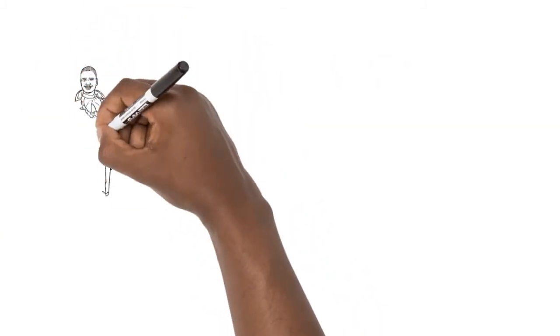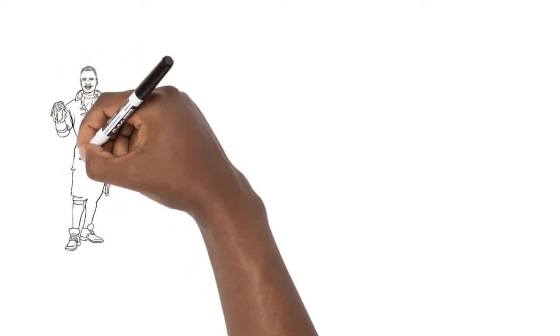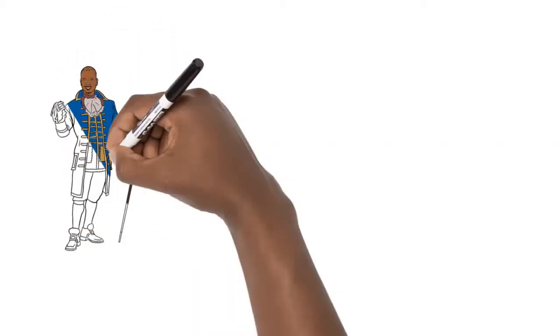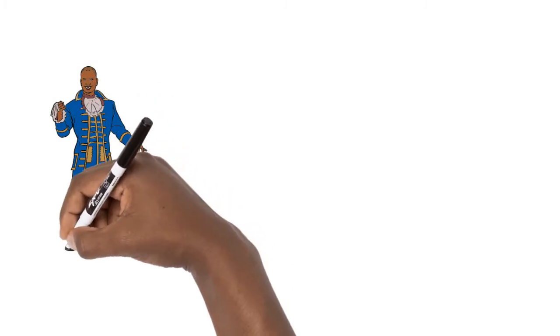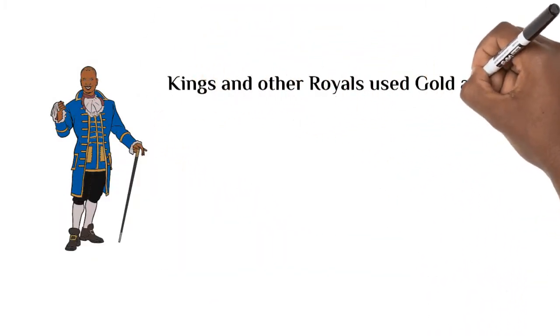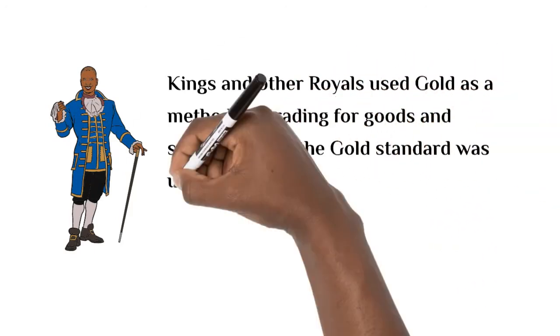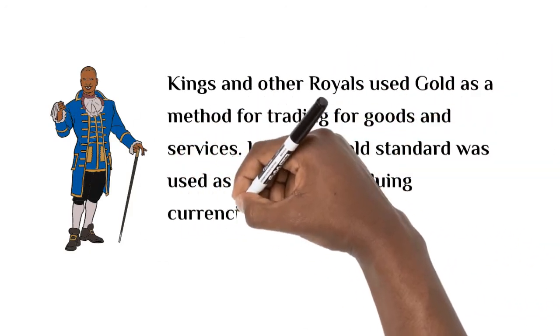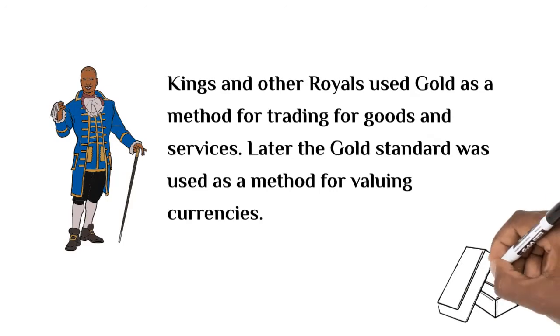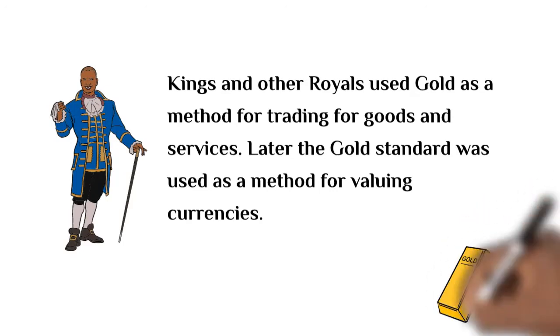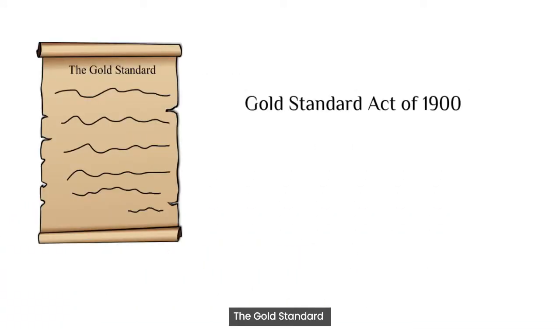Kings and other royals used the gold standard as a method for facilitating trade with other countries and other people. The gold standard later became what was used to back currencies, so that currencies now had a value. The gold standard was enacted into law in 1900 by the Gold Standard Act of 1900.